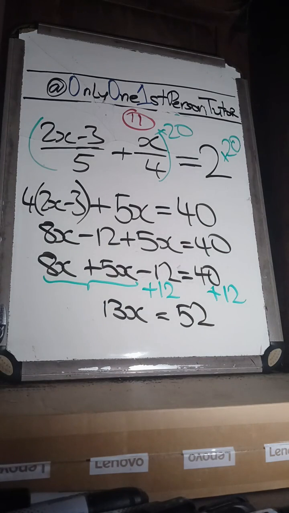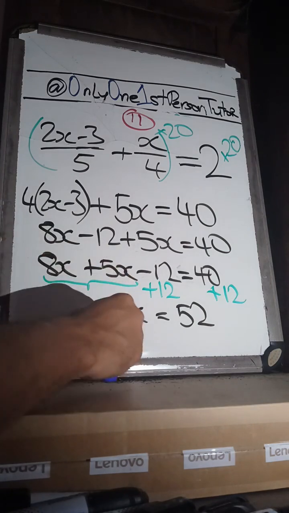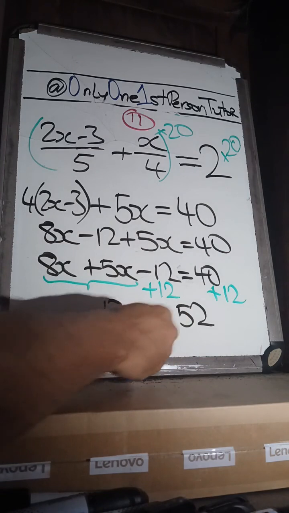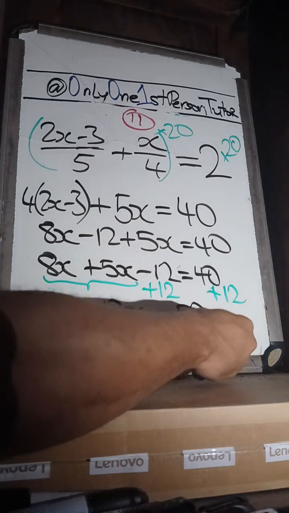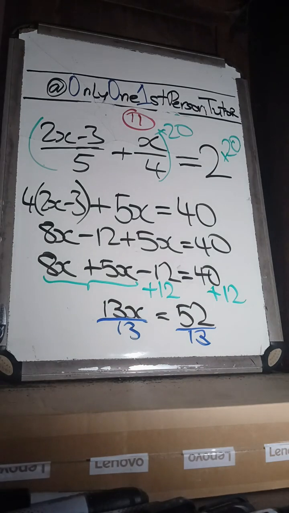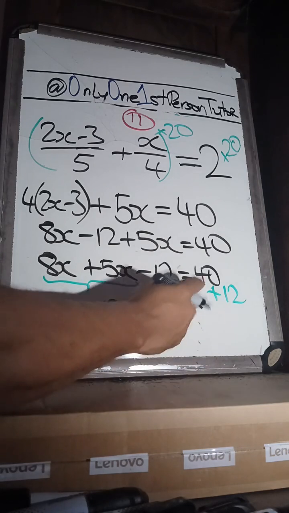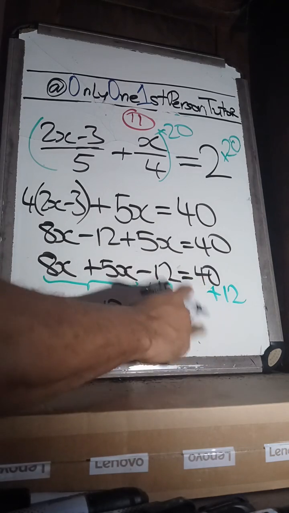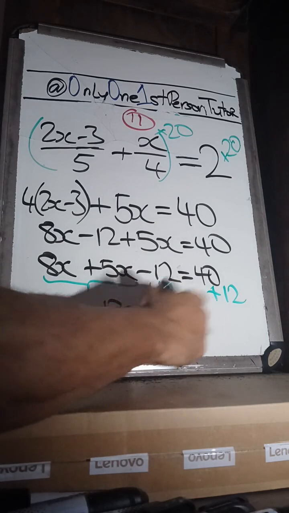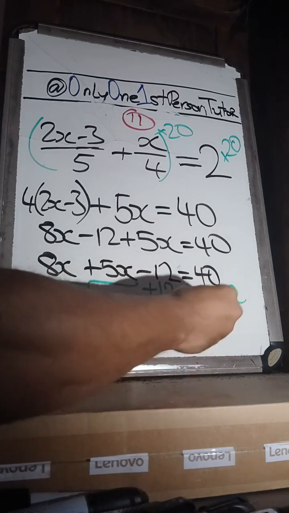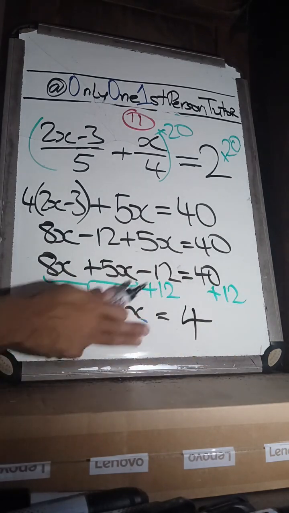Alright, yeah man. So now we divide both of these by 13. 26 plus 26 is 52. 2 plus 2 is 4. Therefore, x is equal to 4. Alright, so our x right here is equal to 4.